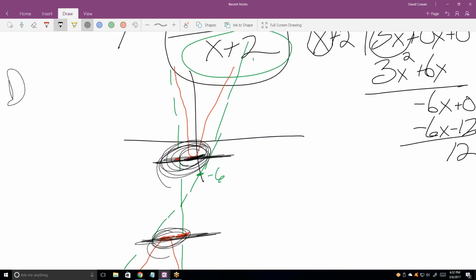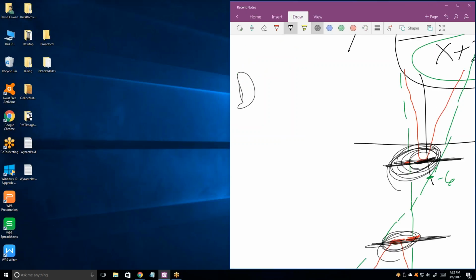And that's why they didn't ask for the domain and range here. It's because in order to give the domain and range, you would have to have a graphing calculator.